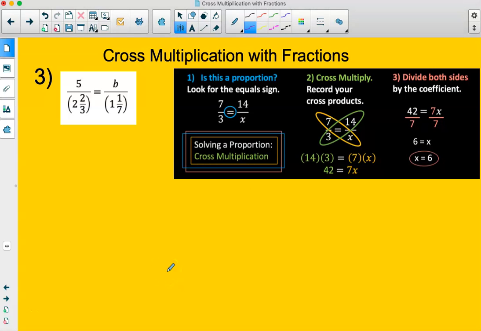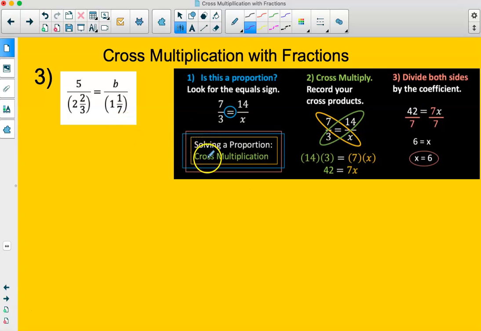We are continuing our work with cross multiplication and fractions. You'll see in this problem we have some mixed numbers. Step 1. Is this a proportion? Well, a proportion is when you have two equal fractions. I do see an equal sign and I see two fractions.